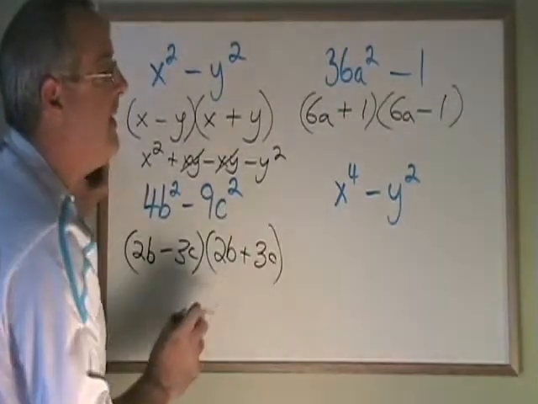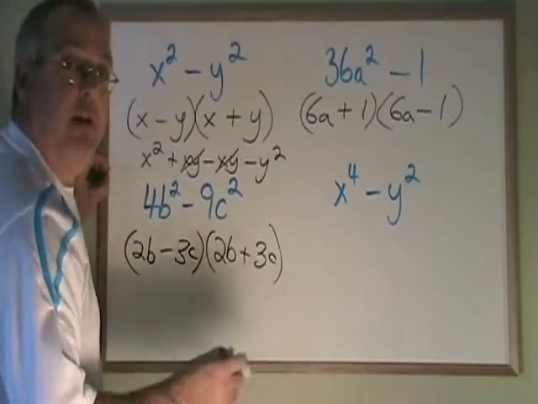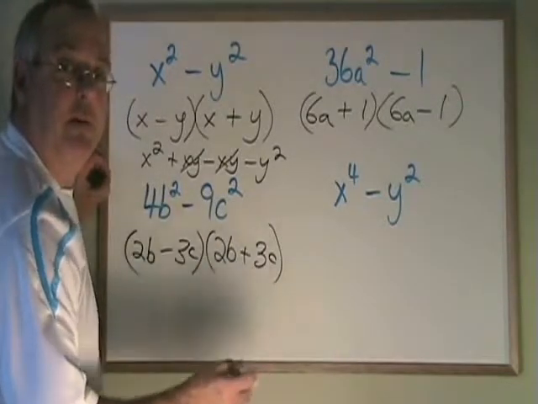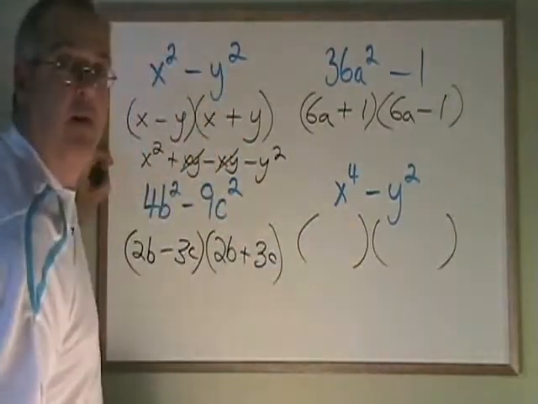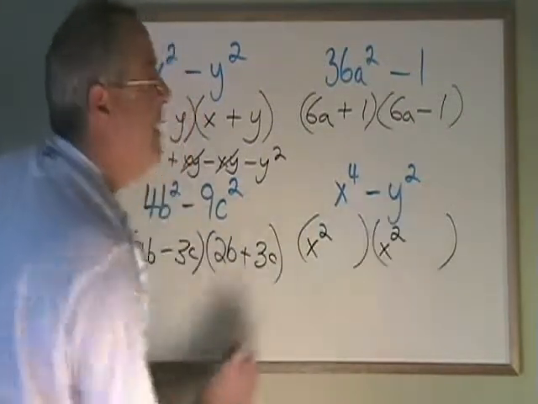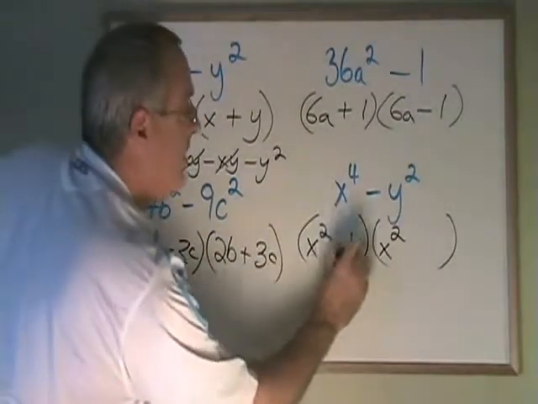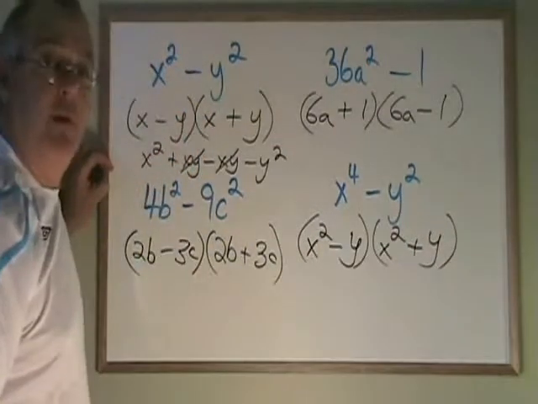Here we have x to the 4 minus y squared. X to the 4 is a square because any variable with an even numbered exponent is a square. The square root of x to the 4 is x squared. The square root of y squared is y. We put our minus and our plus, and we're finished.